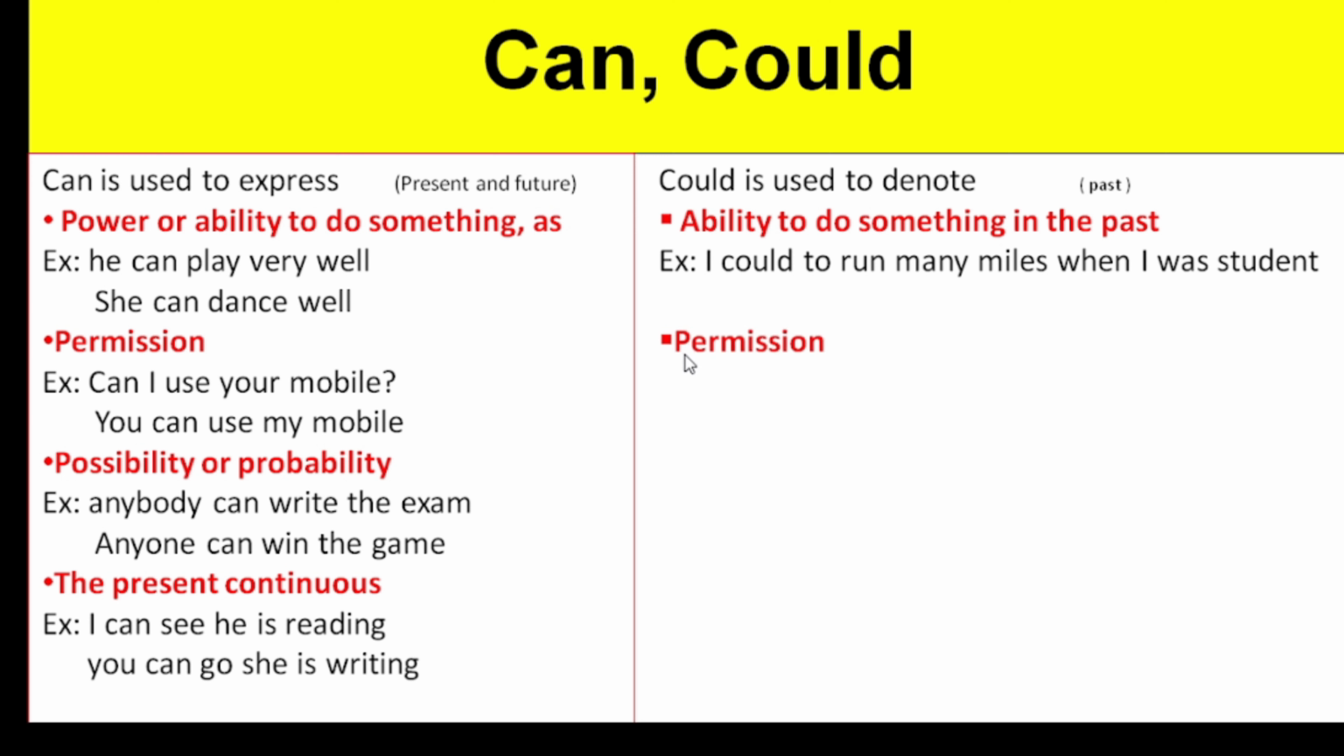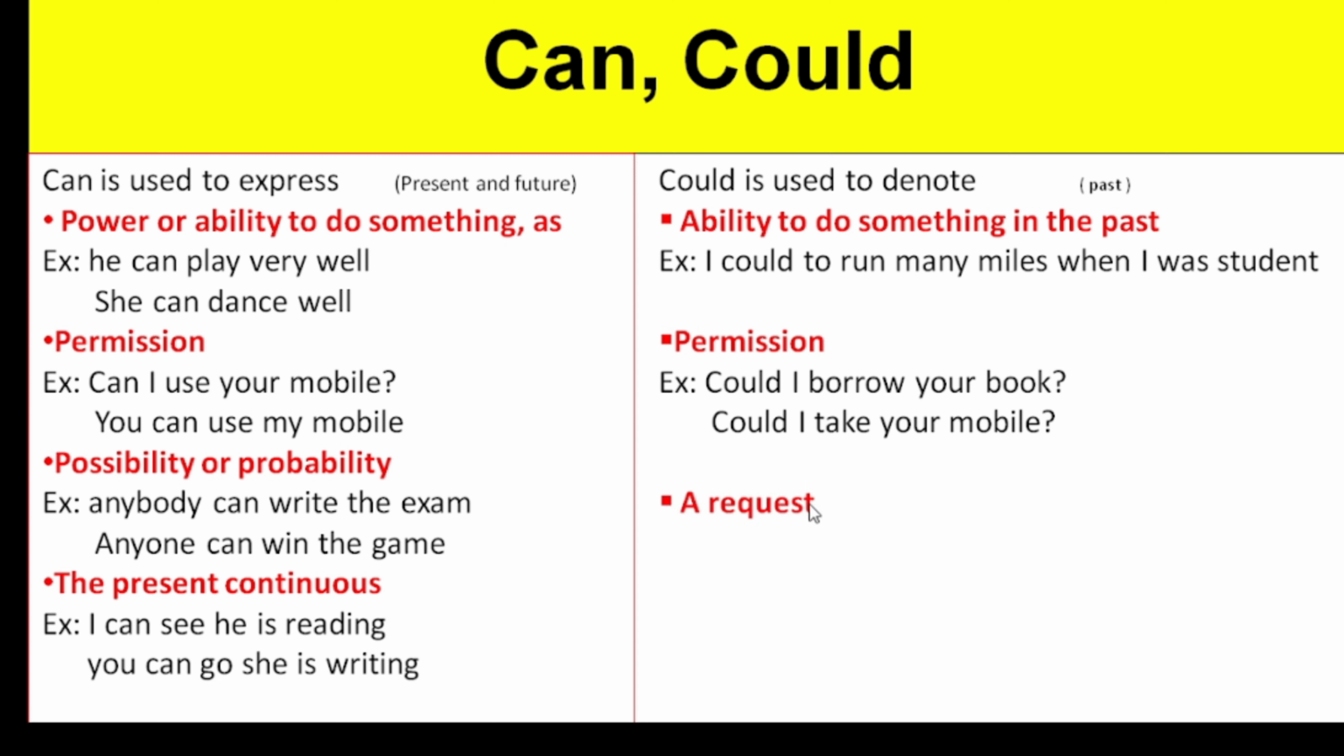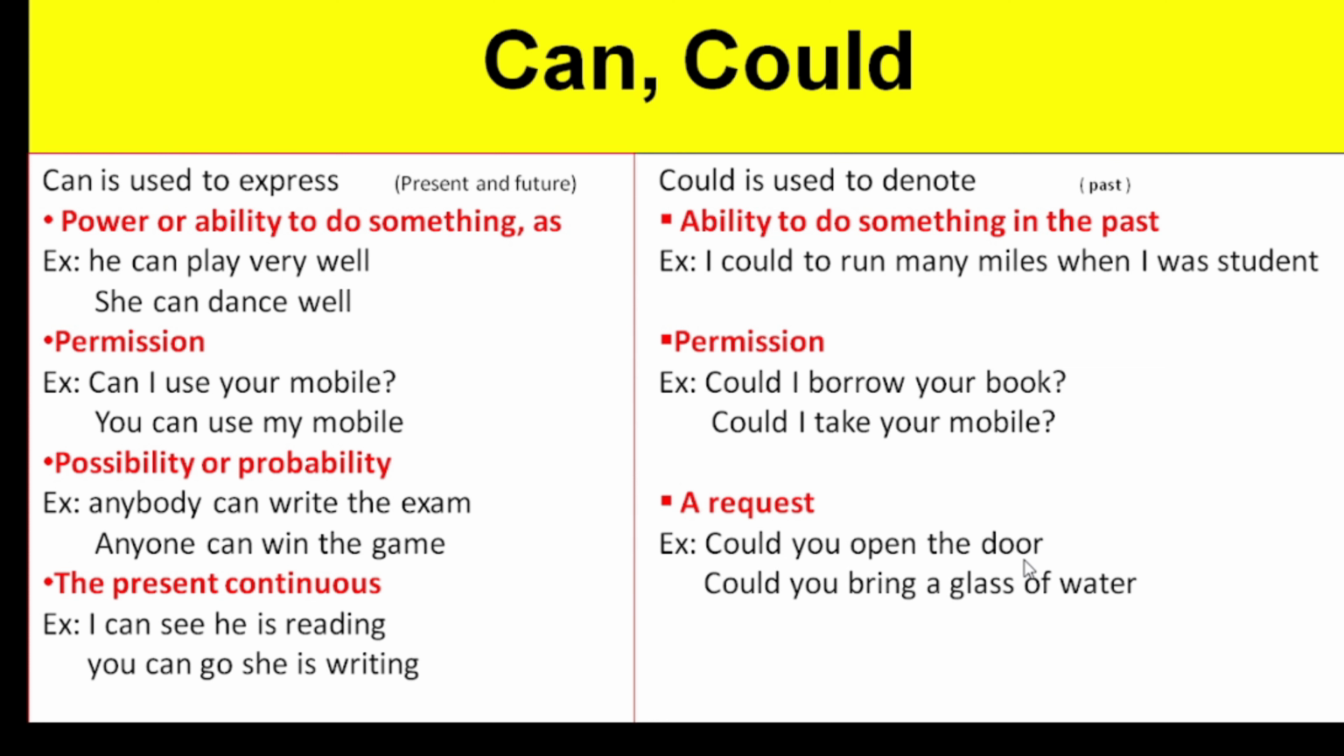For asking permission also we use could. Example, could I borrow your book? So here can is informal, but could shows a very formal structure of the language. So could I take your mobile? For making a request also we can use could. Could you open the door? So it is a very polite way we can ask people. Now, could you bring a glass of water? This is also another kind of request. So these are the uses of can and could.